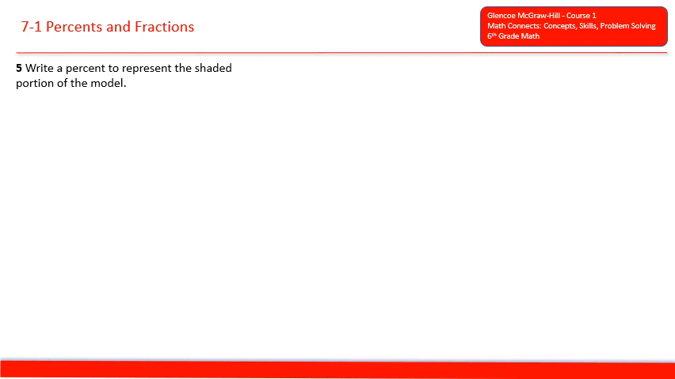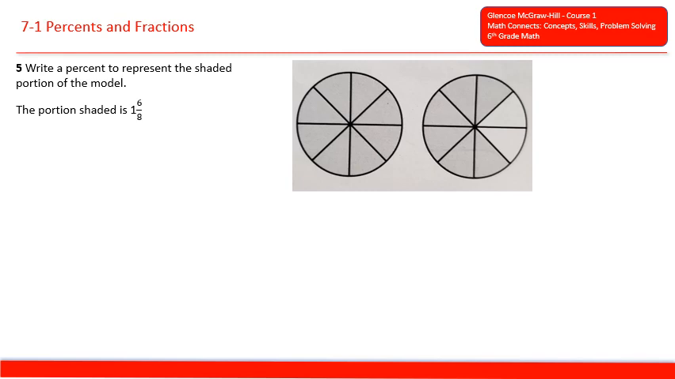Write a percent to represent the shaded portion of the model. So there are 8 slices in each circle. The first one, 8 out of 8 are shaded, and the second one, 6 out of 8 are shaded. So the portion shaded is 1 6/8, right? The 8 out of the 8 is the 1, and then the 6 out of 8 is the 6/8. And if we simplify that, the greatest common factor of 6 and 8 is 2, so we get 1 3/4.